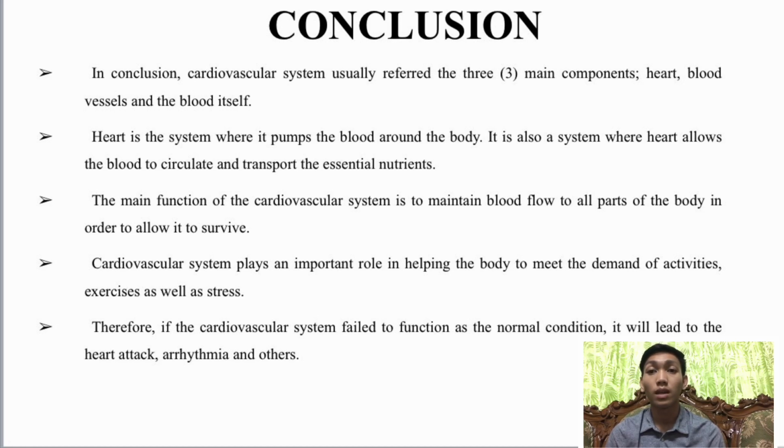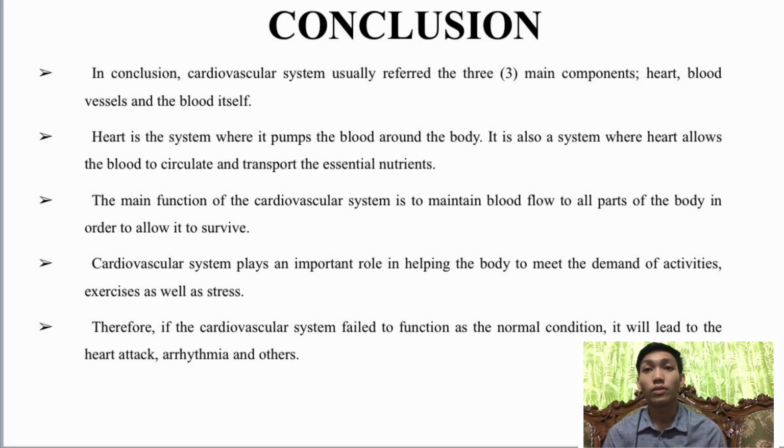The conclusion from the topic that we discussed, which is the cardiovascular system. The cardiovascular system usually refers to three main components, which are the heart, blood vessels, and blood itself. The heart is the organ that pumps the blood around the body. It is also where the heart allows the blood to circulate and transport essential nutrients.